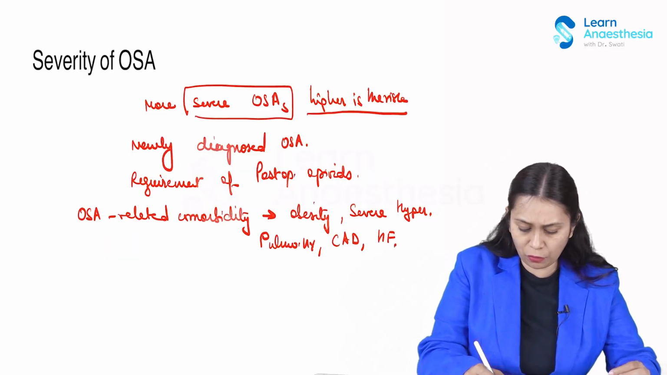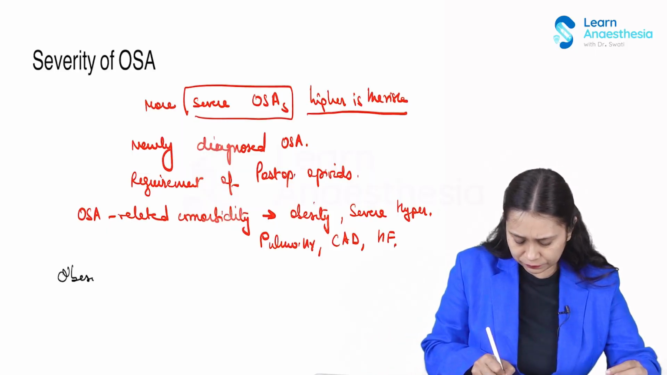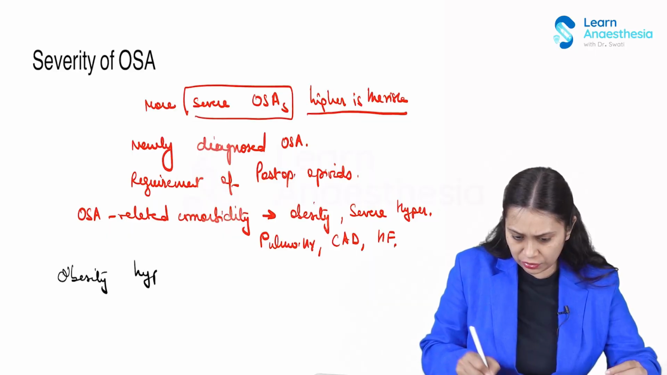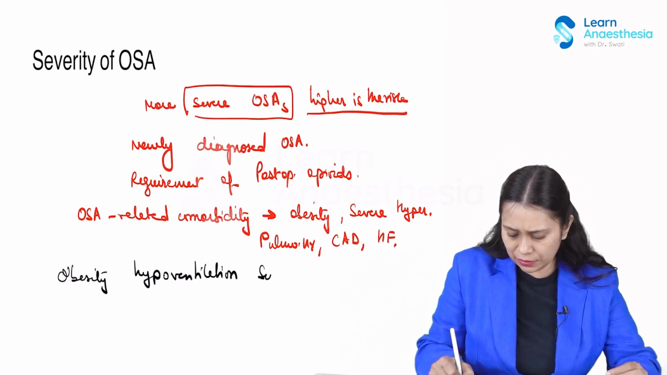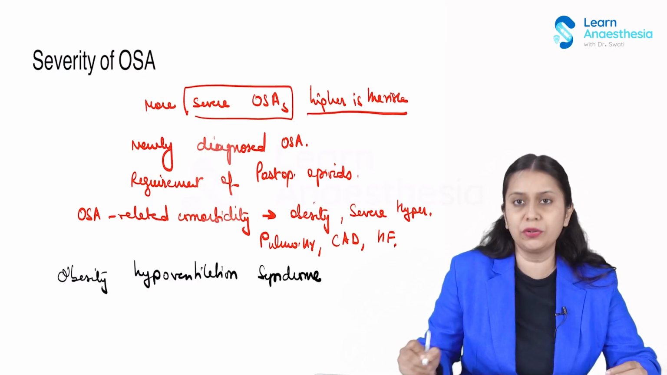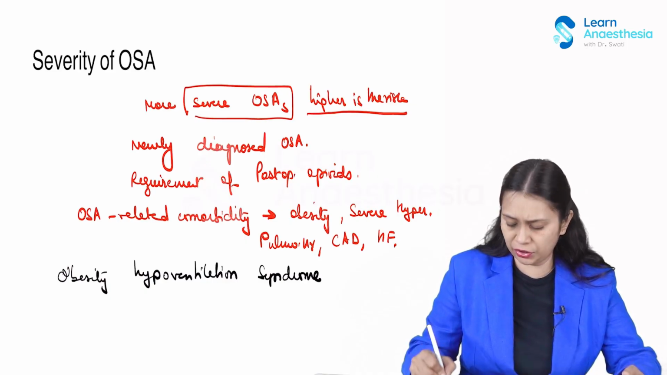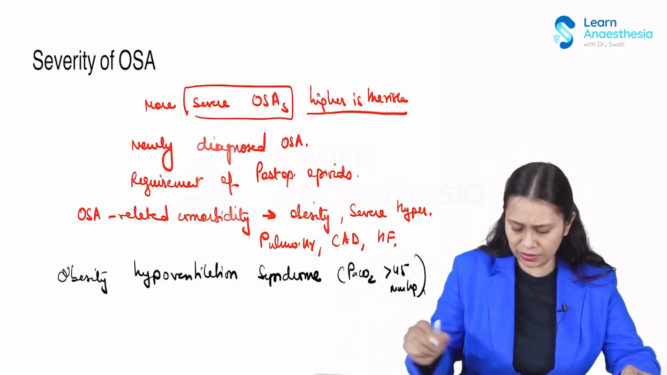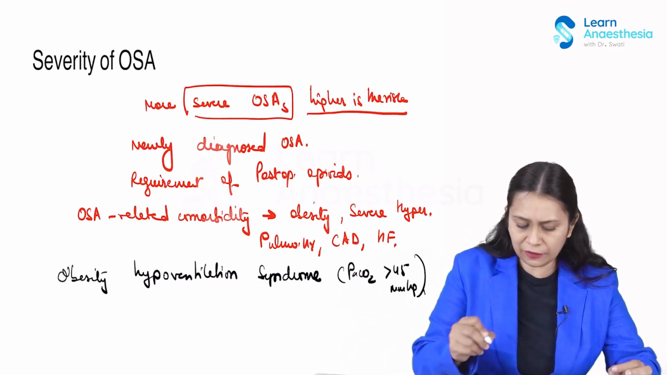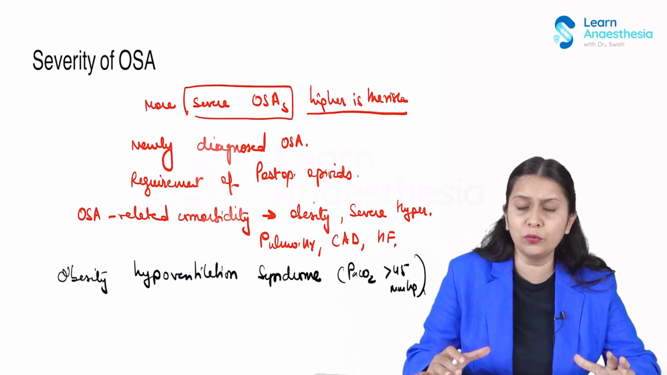Then obesity hypoventilation syndrome. If the patient is associated with obesity hypoventilation syndrome, right? In this, the patient's PaCO2 is more than 45 mm of Hg even in the awake condition. This is obesity hypoventilation syndrome. And if the patient has OSA with COPD, that is the overlap syndrome.